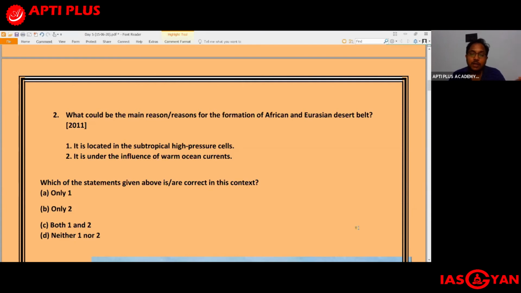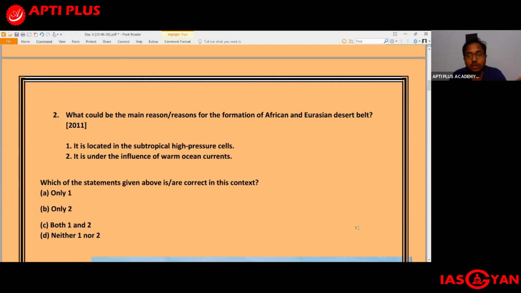The first statement is that it is located in the subtropical high pressure belt. Please understand that whenever there is a high pressure belt, you will have subsiding air. Subsiding air means less evaporation. Less evaporation means less cloud formation, so there will be less cloud cover. Hence, because of the cloudless sky that we see in such regions, the intensity of incoming solar radiation will be very high. So the intensity of the insolation will be very high, and that will be one of the reasons.